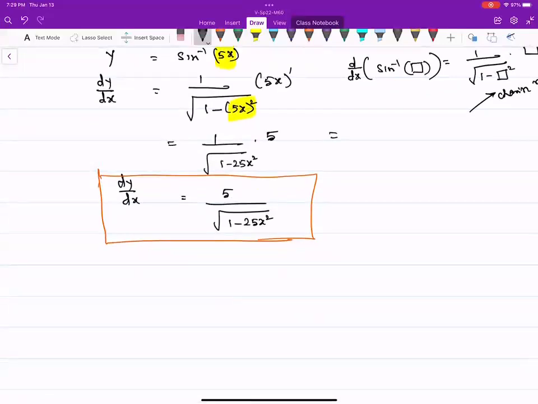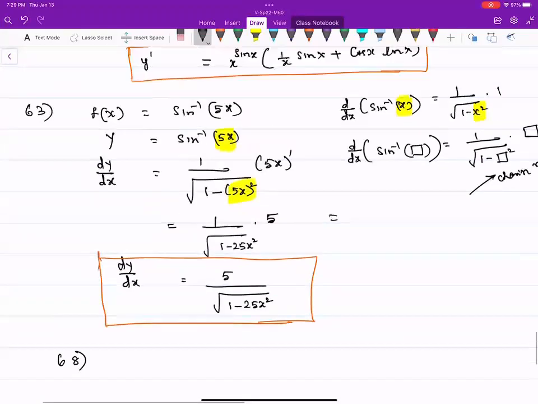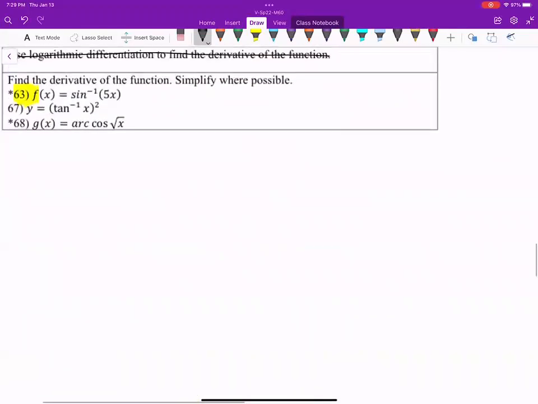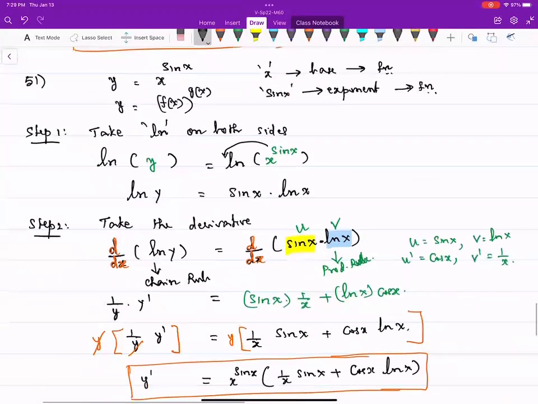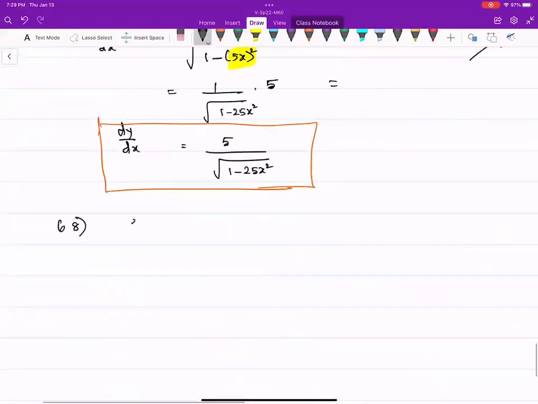Let's try one more of the inverse kind, maybe the last one. Number 68. Arc cosine of square root of x. So f of x equal to arc cosine of square root of x. Arc cosine, another way of writing it is cosine inverse. So this is given as g of x in the problem. So it can be written as inverse cosine of square root of x.